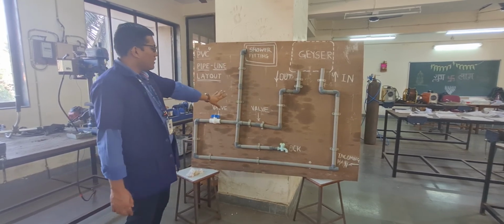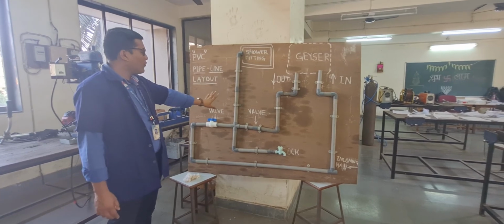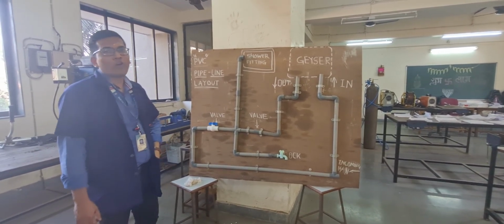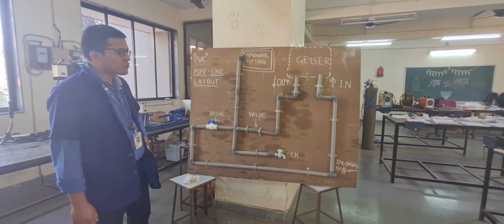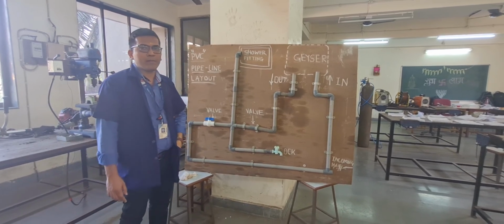So this is experiment number 5: prepare a bill of material for the pipeline layout. Thank you. This is the end of your practical number 5.